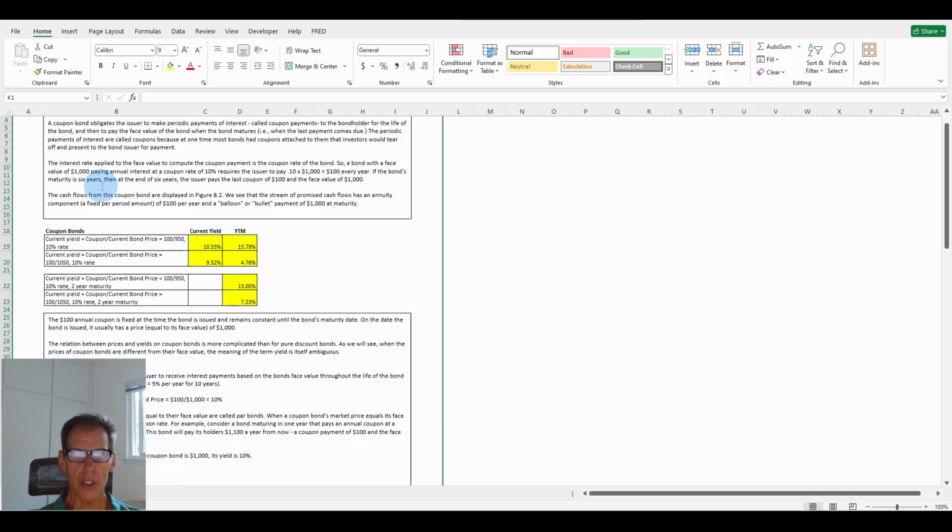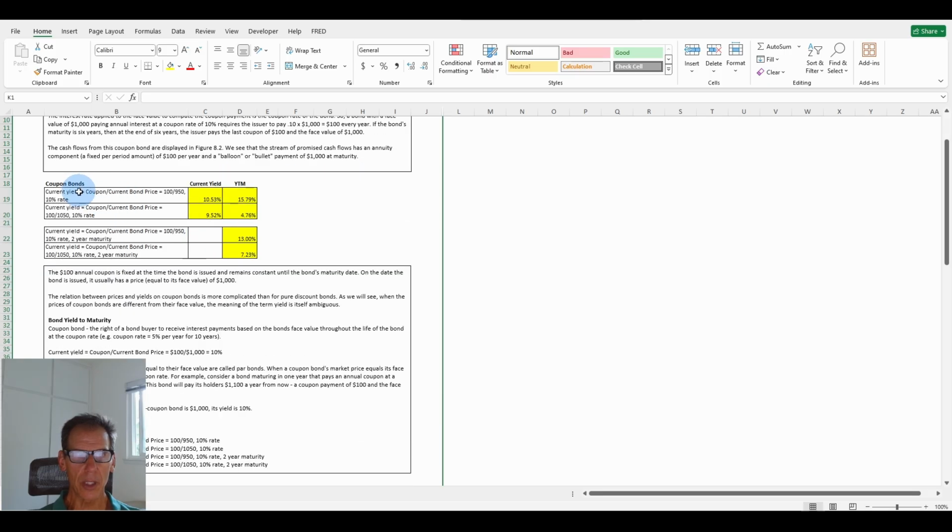If the bonds mature in 6 years, then at the end of 6 years, the issuer pays the last coupon of 100 and the face value of 1,000. Cash flows from these coupon bonds are displayed in figure 8.2. We see that the stream of promised cash flows has an annuity component, a fixed per period amount of $100 per year, and a balloon or bullet of 1,000.